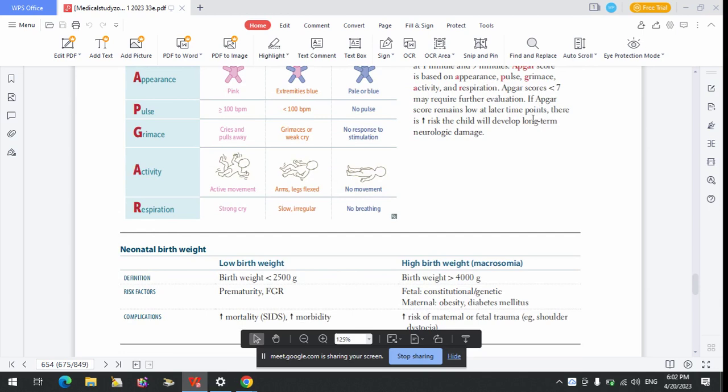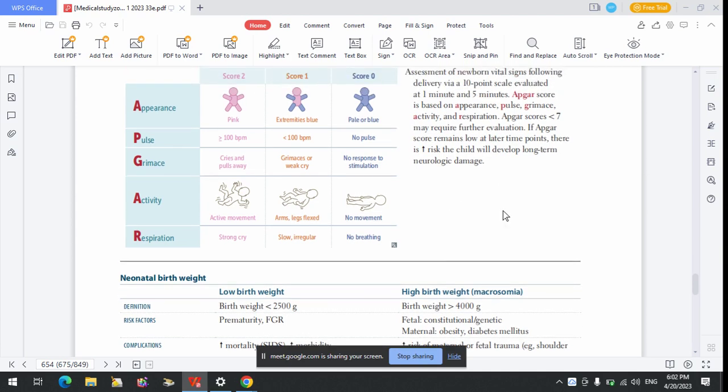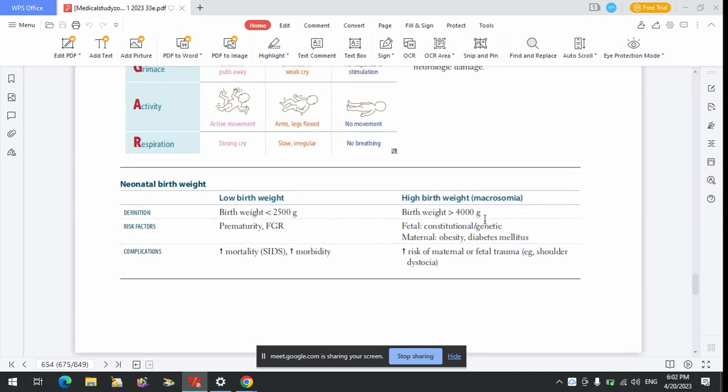If the Apgar score is less than 3, there's a high chance of the baby developing neurological damage, so you want to evaluate further and see what you can do. There's a high chance of the baby developing cerebral palsy. So if it's more than 7, it's fine.